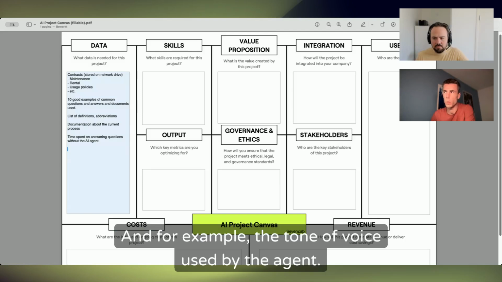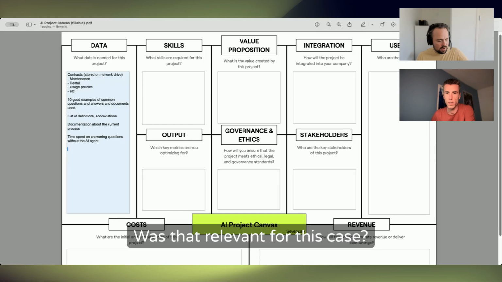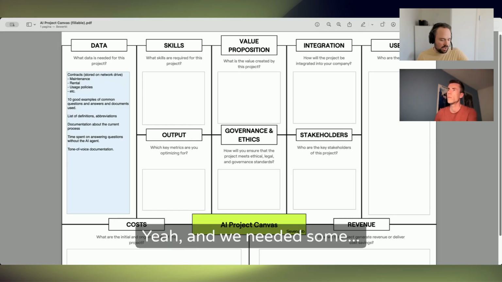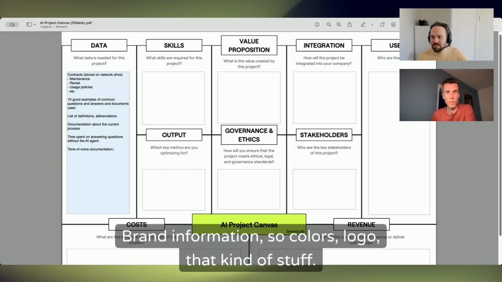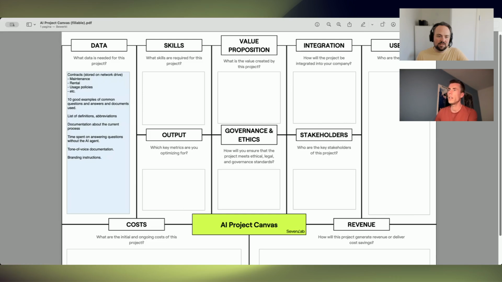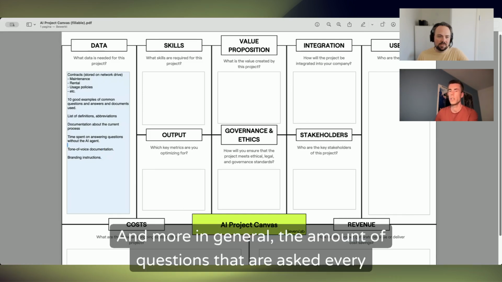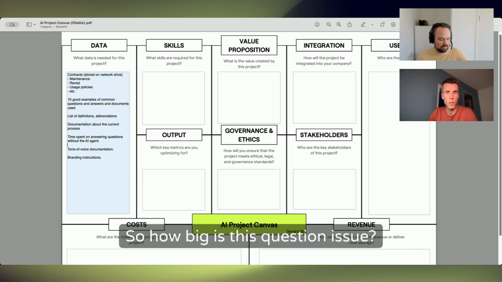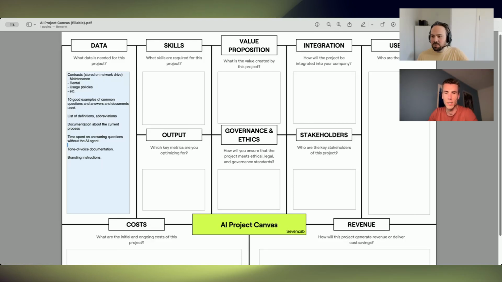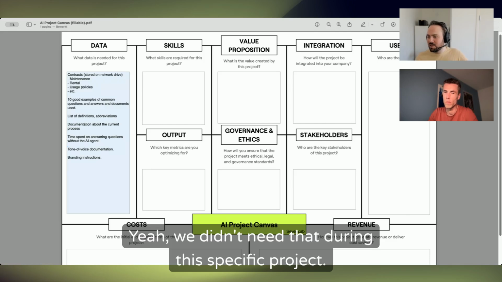And for example, the tone of voice used by the agent, was that relevant for this case? Yeah. And we needed brand information, so colors, logo, that kind of stuff. And more in general, the amount of questions that are asked every month. So how big is this question issue? Yeah, we didn't need that during this specific project.